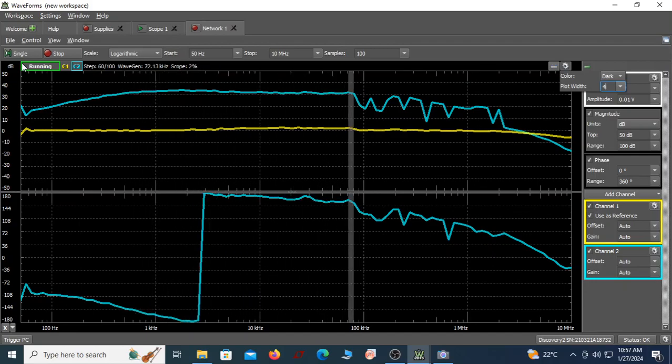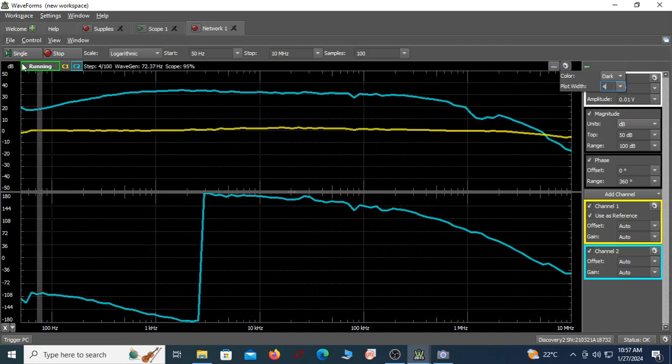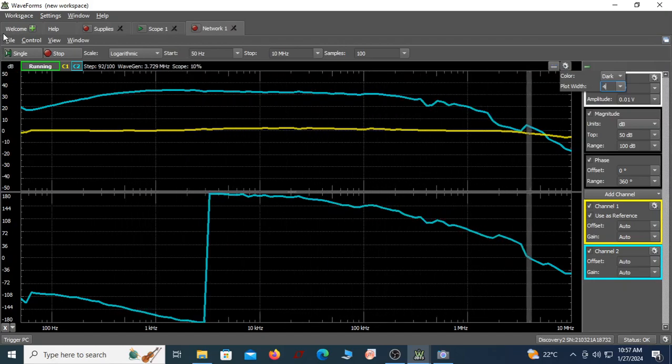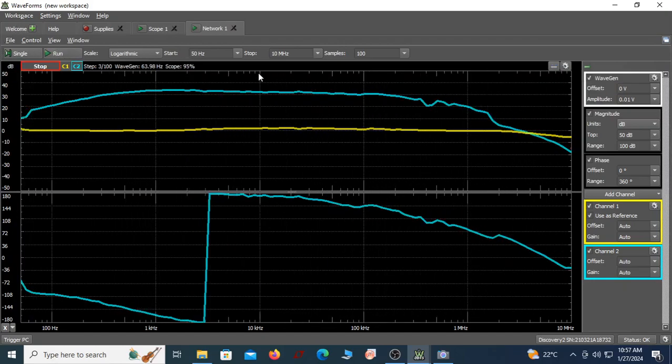Okay, this is the frequency response of the circuit. I'll keep it somewhere, stop it now. Now I can find out the bandwidth and all those things. So I will take a few cursors.